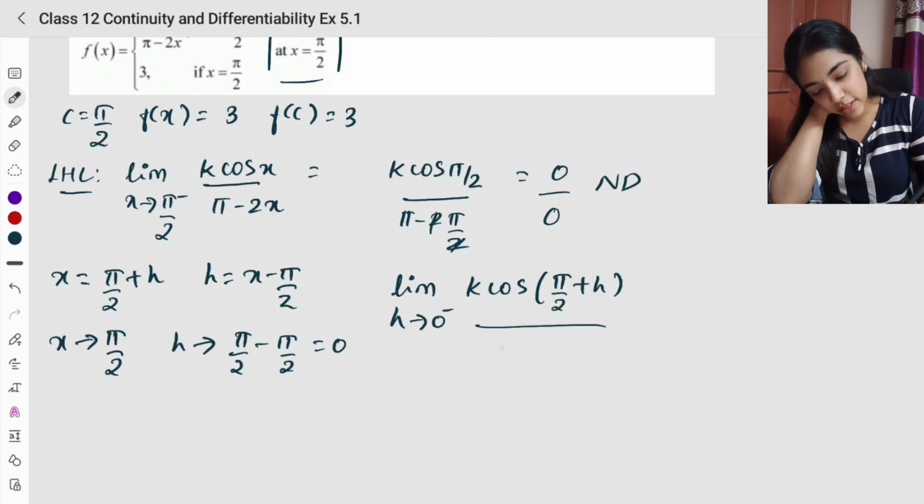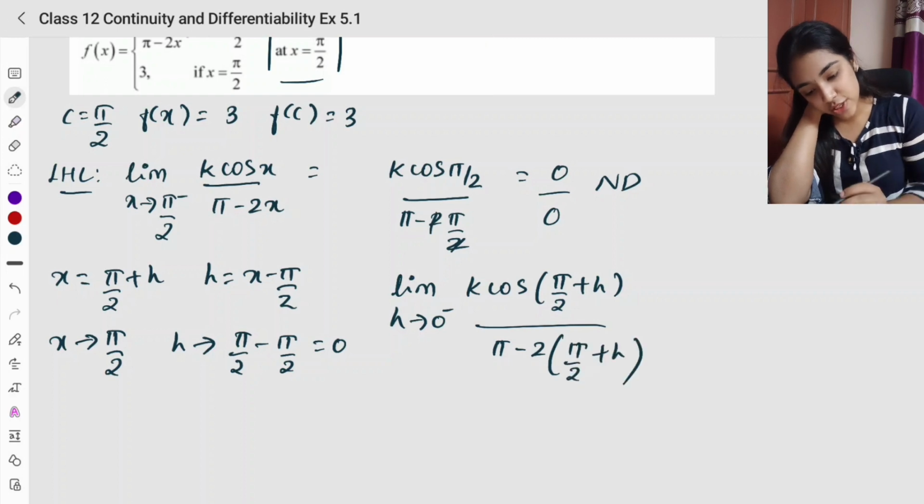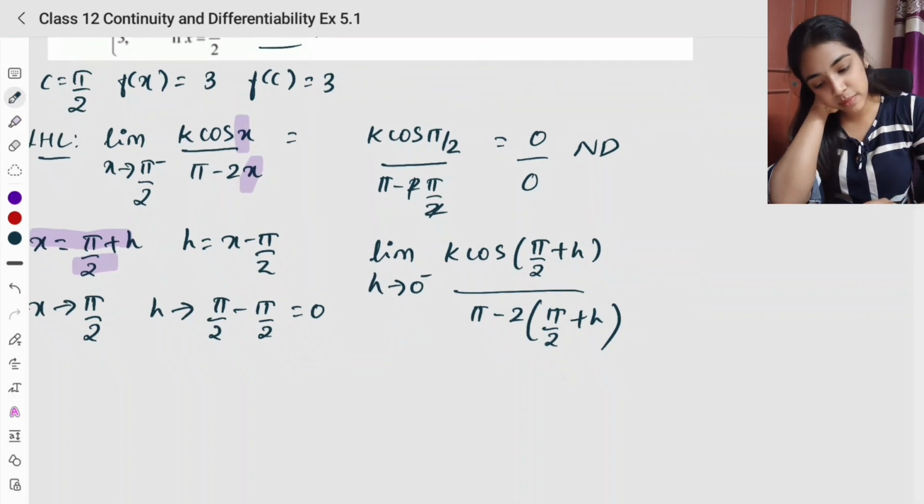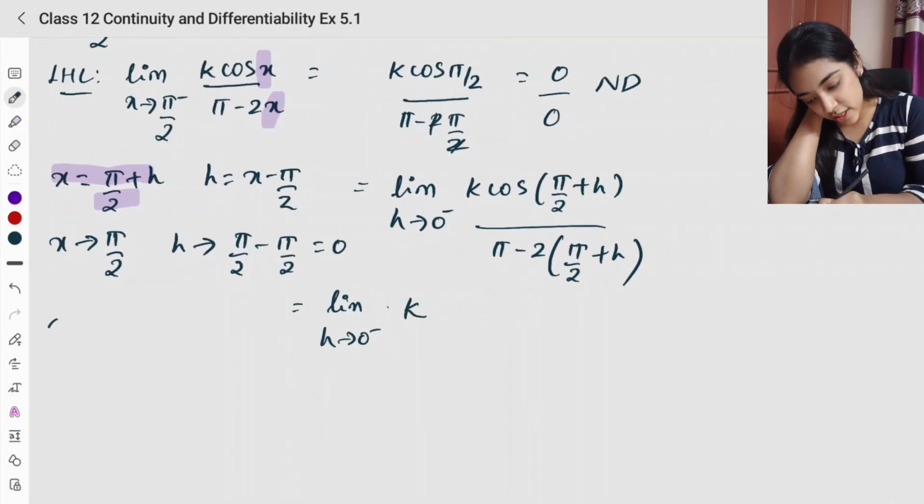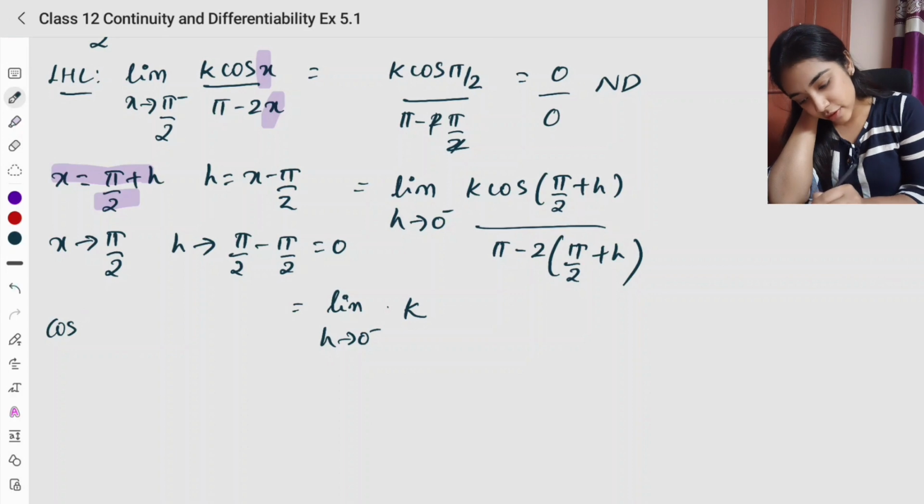divided by, what is my denominator? Pi minus 2 times pi by 2 plus h. So instead of the x, I'm substituting the value of pi by 2 plus h. Now what does my limit look like? So when I solve this, it is limit h tends to 0 minus of k times cos of pi by 2 plus h. I'll write it in a different color.